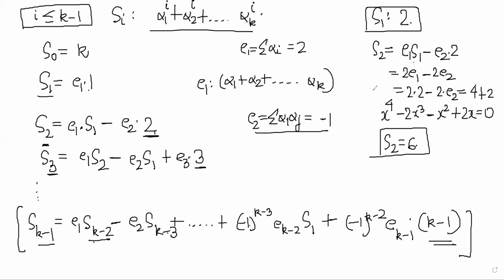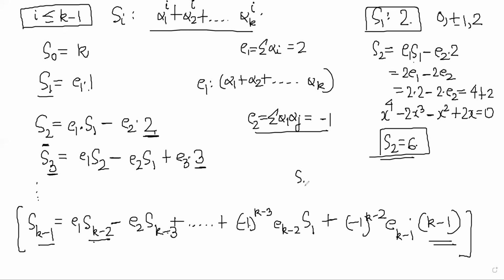Let's confirm whether it is 6 actually. So our roots were 0, plus minus 1, and 2. What is S2? S2 is the square of all of these. So 0 square plus 1 square plus minus 1 square plus 2 square. That is clearly 4 plus 1 plus 1, that is 6. So this is correct.